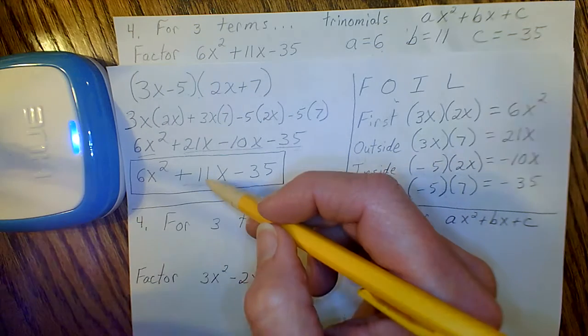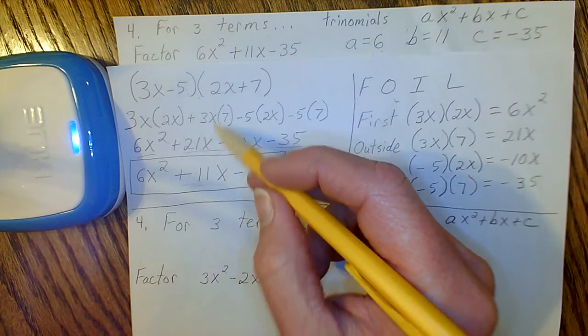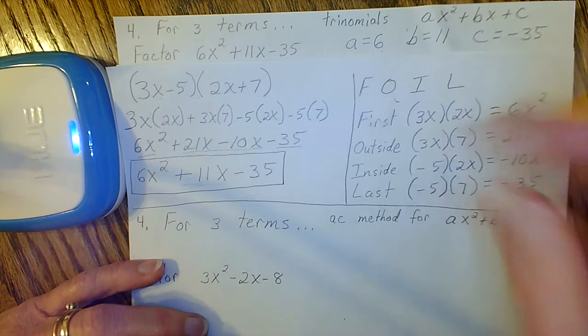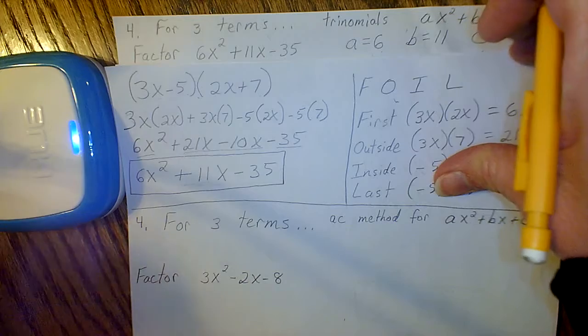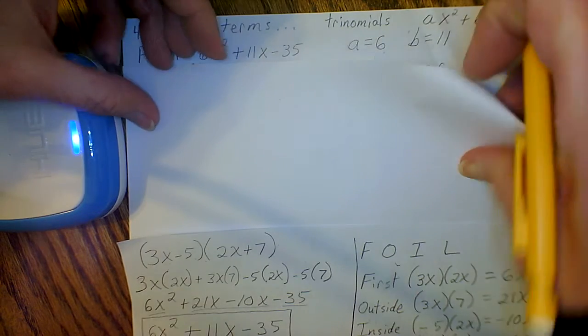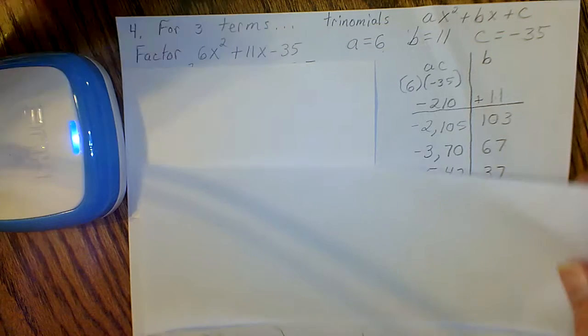Because we can't just go randomly trying to guess what we want to split it into and expect that that's going to get us there the right way. So we have a system to help us figure out what that is. And that's what the AC method helps us to do. So let's look at how AC is going to help us find the right terms to put in the middle.